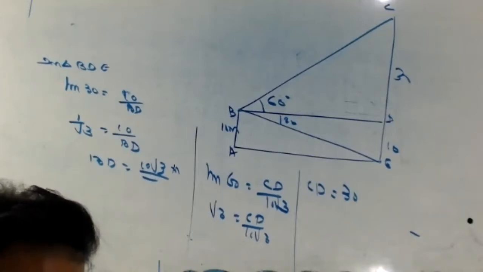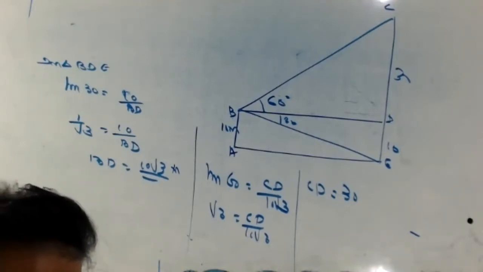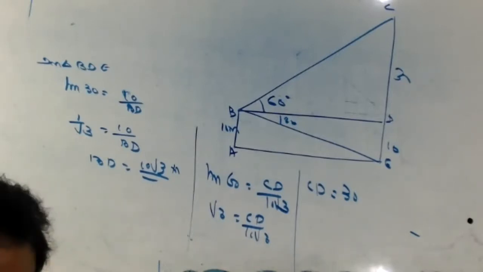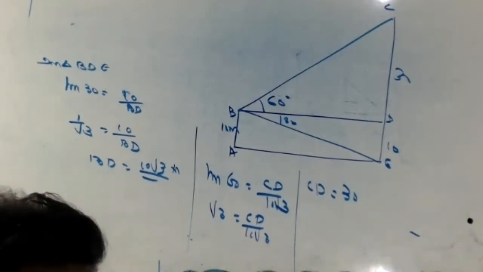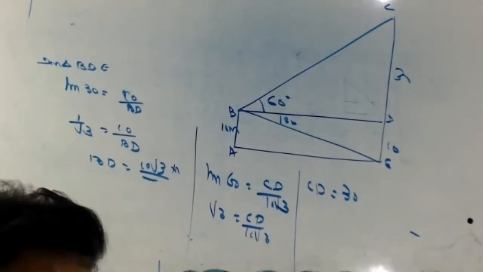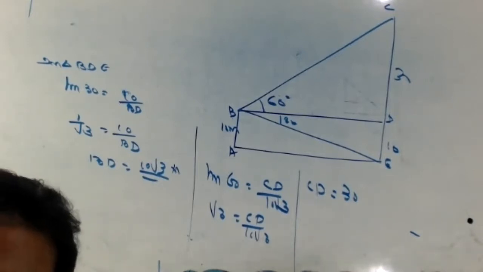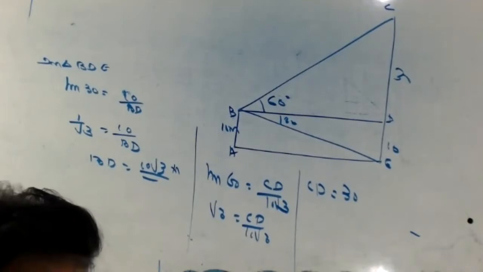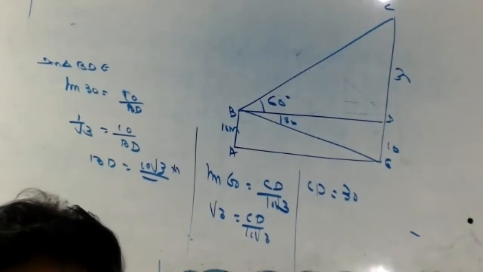Once again, the angle of elevation of the top of a hill at the foot of a tower is 60 degree, and the angle of depression from the top of the tower to the foot of the hill is 30 degree. Okay, if the tower is 50-meter height, find the height of the hill.